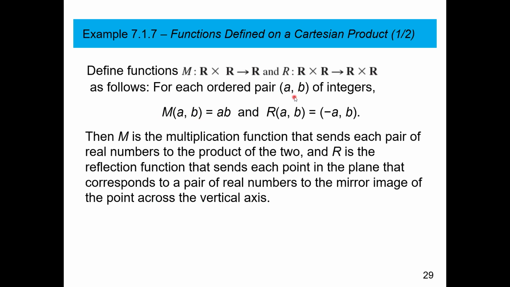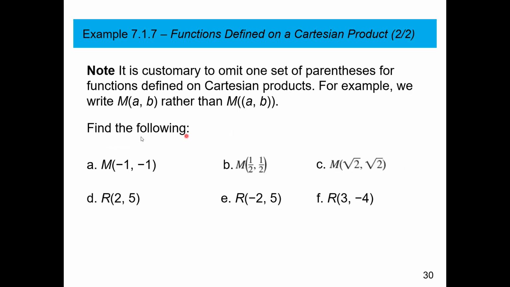These Cartesian products, the way these work, where M is just the multiplication function and R is reflection, meaning the A becomes negative, B stays the same. So let's come here and let's try these things. If I'm just executing M on these things right here, what would A, B, and C be?